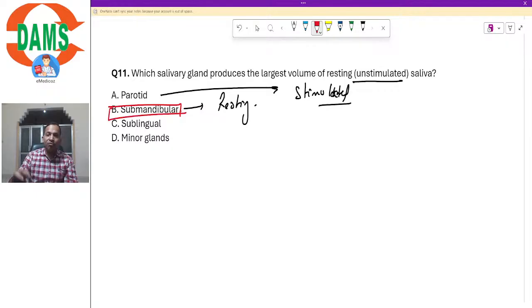So don't get confused with parotid gland. Parotid gland is the largest secreting gland when the saliva is being stimulated. Isn't it? Salivary secretion is being stimulated. So stimulated salivary secretion maximum parotid gland से है. Resting salivary secretion maximum submandibular gland से है, right?